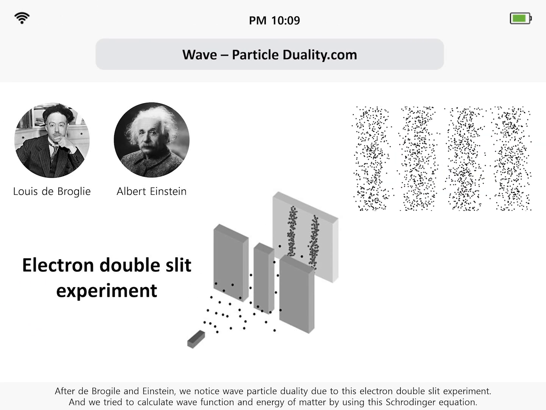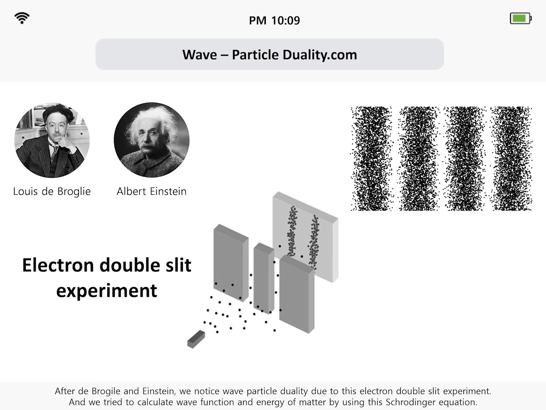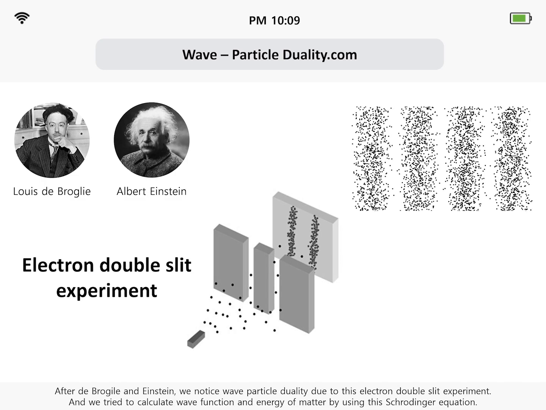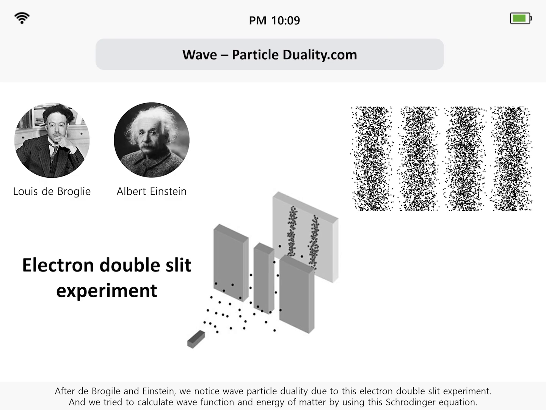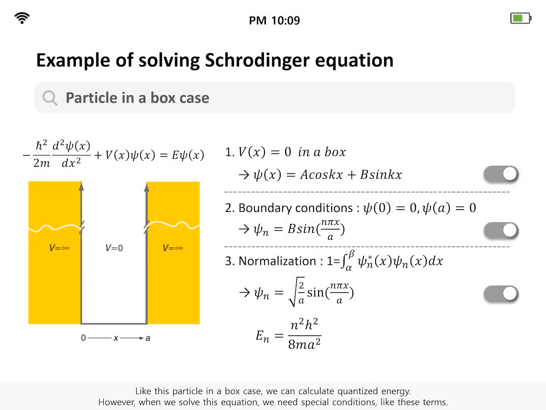After De Broglie and Einstein, we noticed wave-particle duality due to this electron double slit experiment, and we tried to calculate wave function and energy of matter by using this Schrödinger equation. Like this particle in a box case, we can calculate quantized energy.